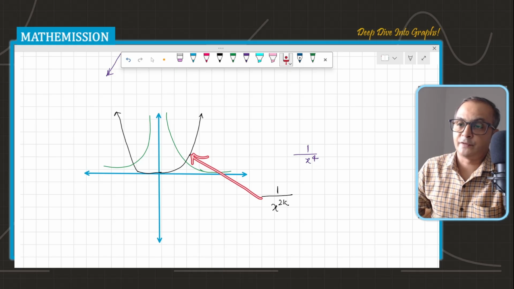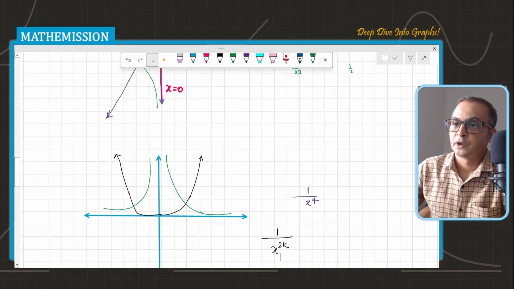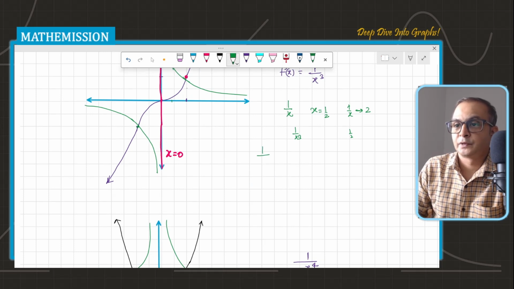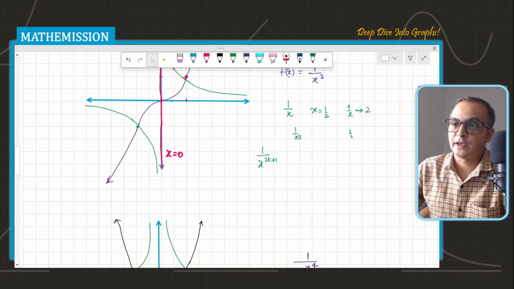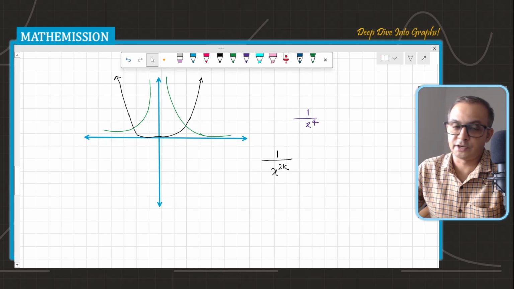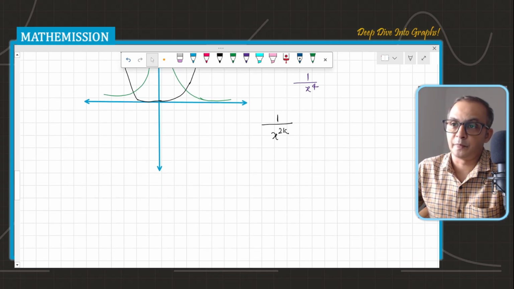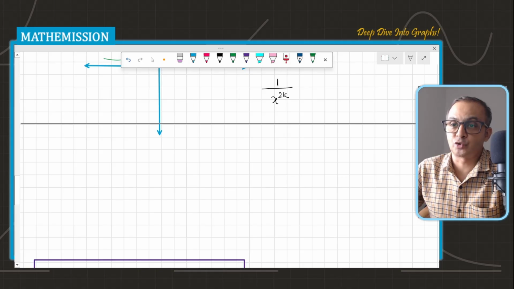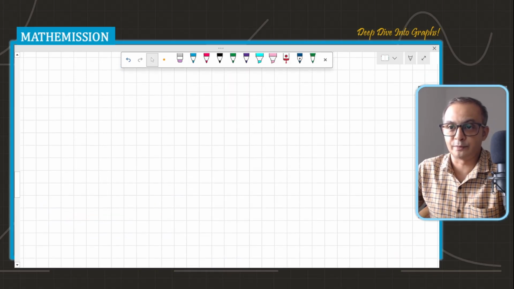And whenever I have 1 by x to the power 2k plus 1, then the 1 by x to the power odd, the graph will be such kind, means the green part. In this way, we can understand how we can draw the graph of any reciprocal of pure quadratic or any pure degree or any power. Now we try to draw the graph of x squared plus 1 reciprocal.